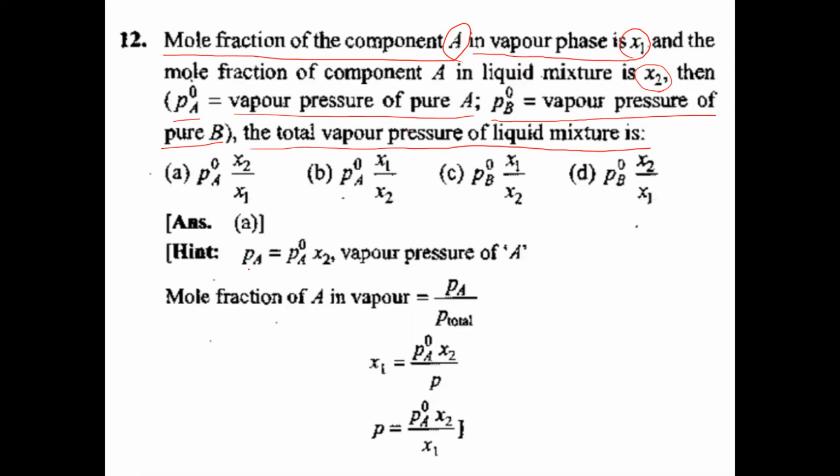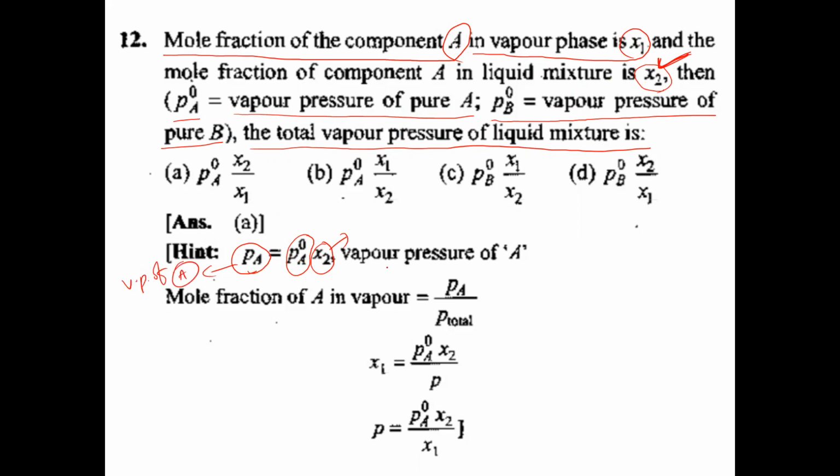Now what is the hint here? Partial pressure of A is equal to the vapor pressure in pure liquid state times the mole fraction in liquid. Mole fraction of A in liquid phase is X2 here. That's why PA naught, the vapor pressure of pure liquid A, into the mole fraction in liquid is equal to PA. PA means the partial vapor pressure of liquid A.